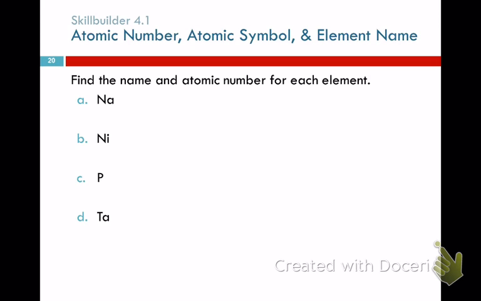All right, so you're going to have to find the name and atomic number for each. So let's do this. Na is what? Sodium. You guys are good. What's its atomic number? How do you know? 11. What's Ni? Yep, nickel. Atomic number? 28. P is phosphorus. I would have done that one. So, but what's its atomic number? 15.